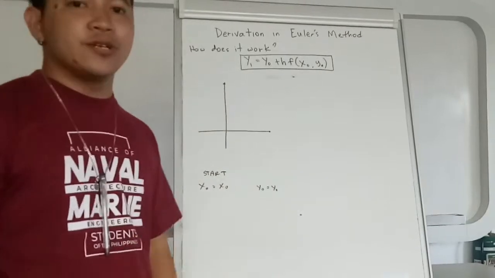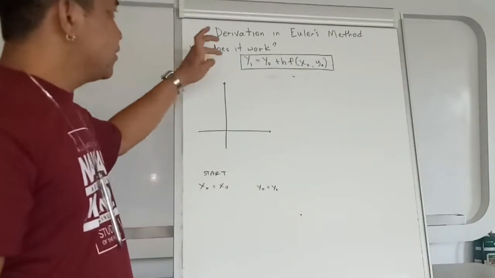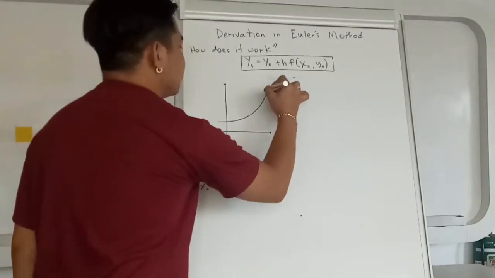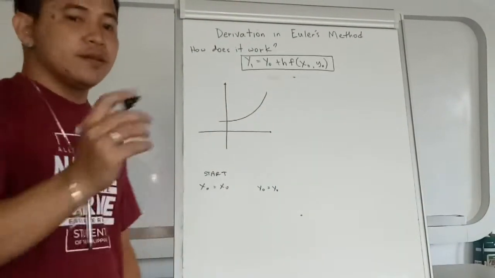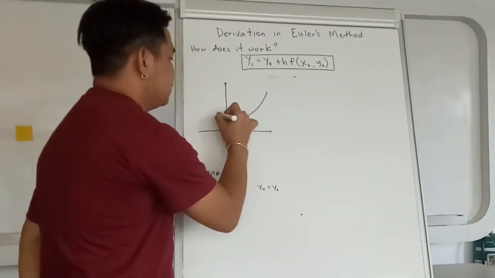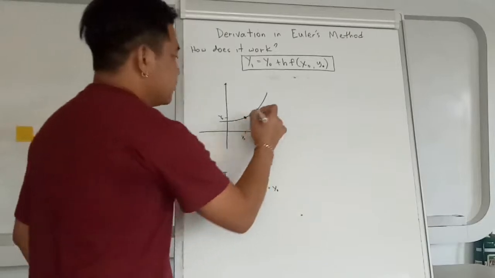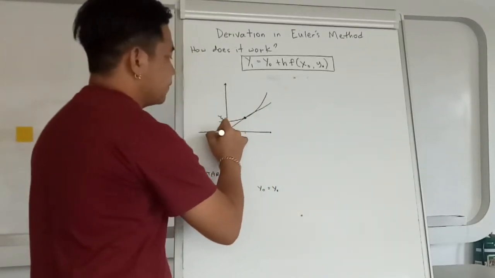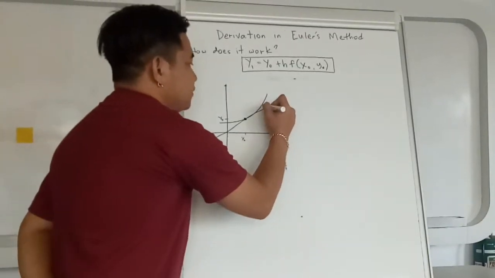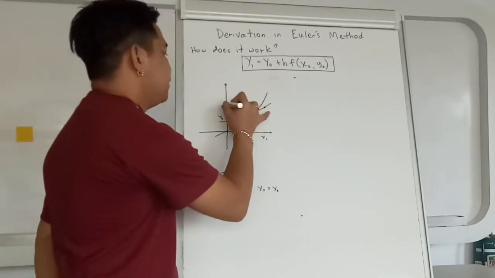So this is the application of Euler's method in differential equation. How does it work? I will show you this formula using this graph. For example, you have a solution curve like this, and you have an initial point right here, which is x sub 0, y sub 0. So from that point, we draw a tangent line. Okay, and let's say this point is your final value, which is x sub 1 and y sub 1.